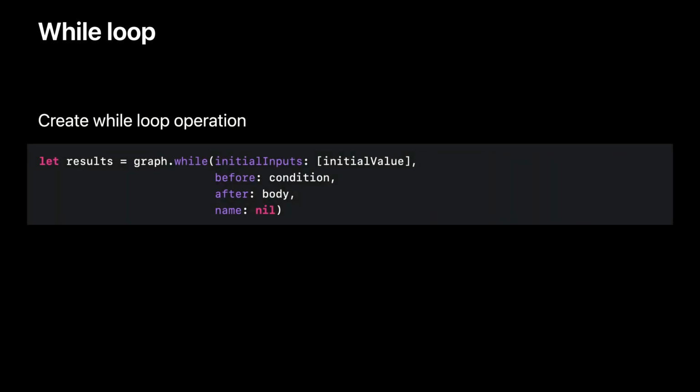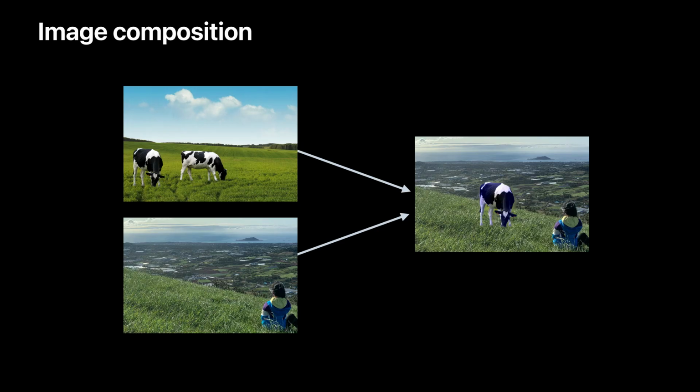Finally, we'll pass all these arguments to the while loop API as shown. Note the initial inputs argument is used in the first iteration of the before block. That's it for while loops. Next, we'll see how this can be used in a real application.